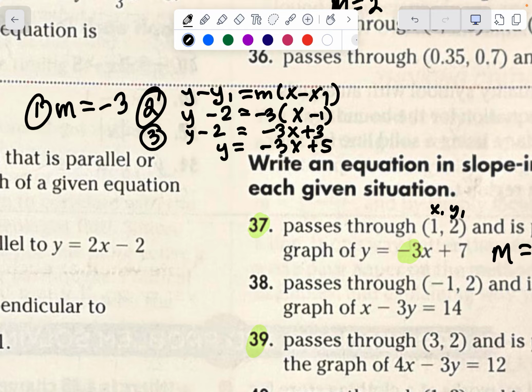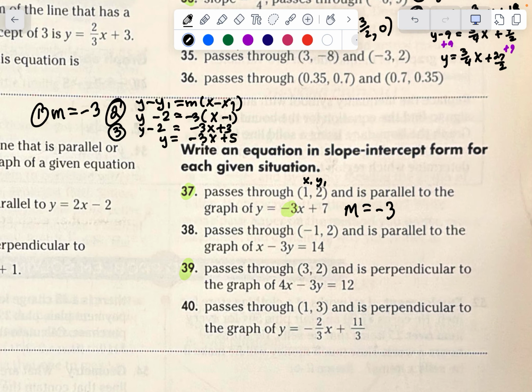Okay? Now, I'm not going to waste time and do all of 39, but I do want to talk about what you would do. The hardest part about 39 is finding the slope, because it says we are perpendicular. Well, you know what? Let's do 40. Again, we're not going to do the whole thing, but let's do a little bit of 40. The slope they are showing is -2/3.